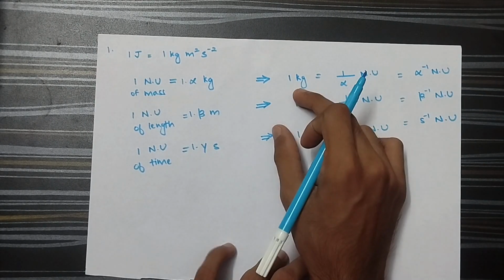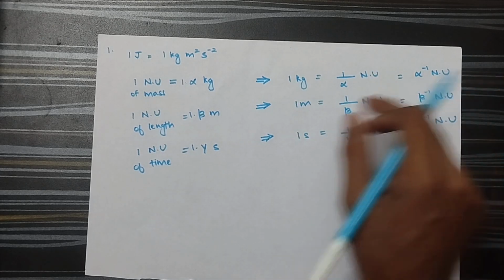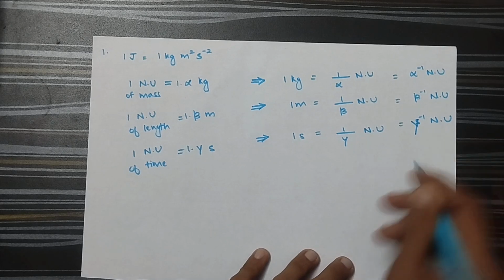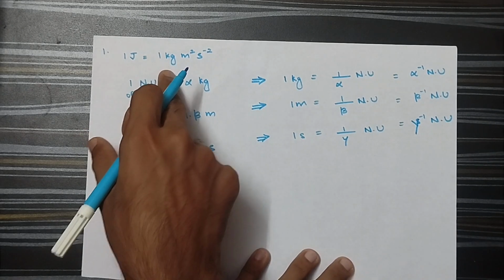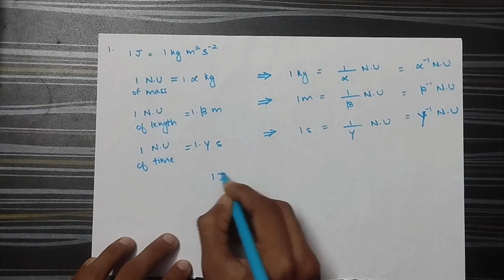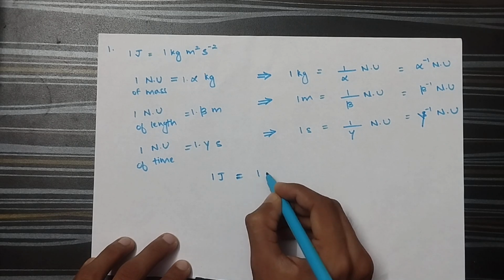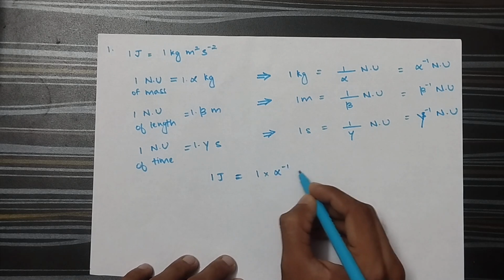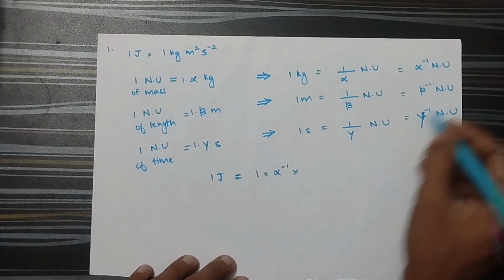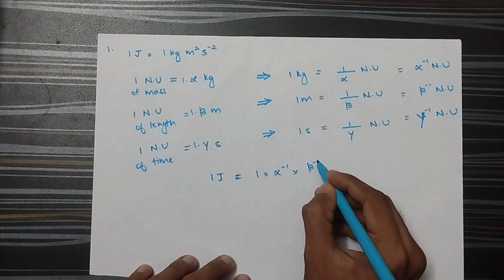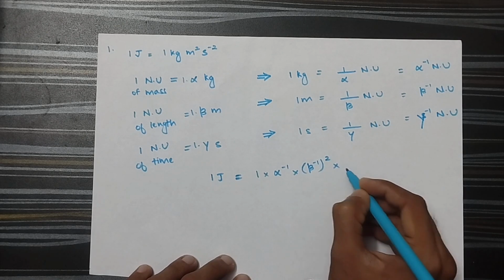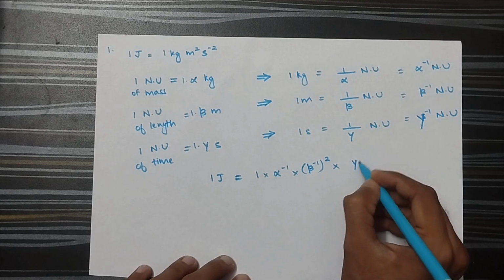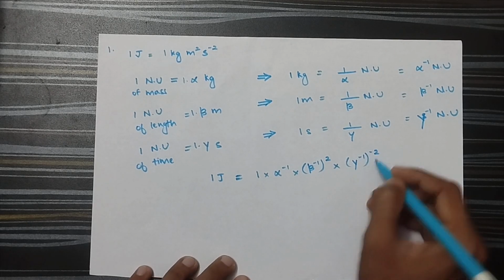Okay, now we have this conversion. 1 kilogram is equal to alpha inverse, 1 meter is equal to beta inverse, 1 second is equal to gamma inverse, right? So we substitute these values into 1 joule. So 1 joule would be equal to 1 times, what is 1 kilogram? 1 kilogram is alpha inverse. So alpha inverse times meter is beta inverse, so beta inverse raised to 2, times second raised to minus 2. So second here is gamma inverse raised to minus 2.